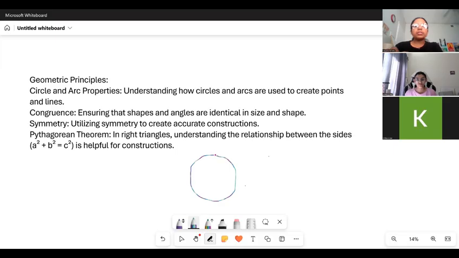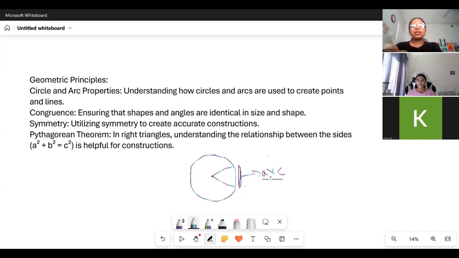Let me first define a circle and an arc for y'all. So this is a circle, we all know it. And when you have a point and two lines going out, this segment is called an arc. And then there are two different types of arcs too. There's a minor arc and there's a major arc.